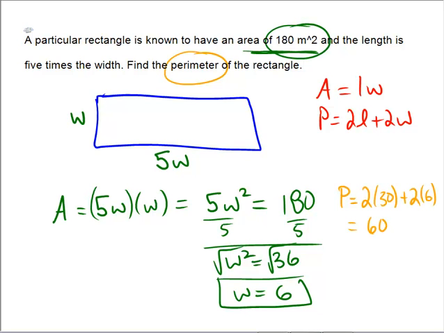2 times 30 is 60, 2 times 6 is 12, so here I would be answering 72 meters. A perimeter is a linear concept, and so it would be meters, and that's our final answer.